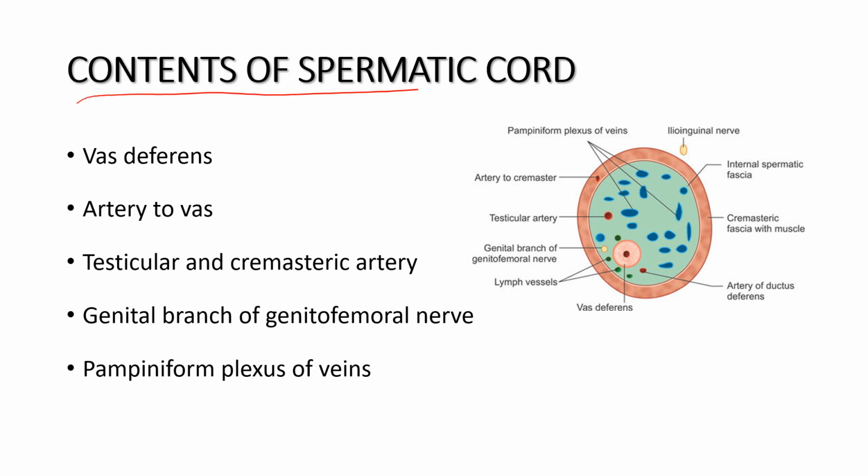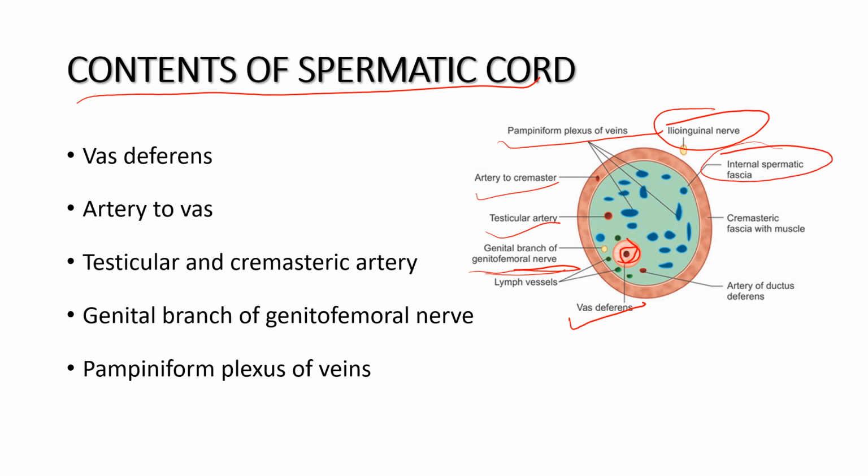Now the contents of the spermatic cord. First is the vas deferens, then the artery to the vas, the testicular and cremasteric arteries, the genital branch of the genitofemoral nerve, and the pampiniform plexus of veins. This is the ilioinguinal nerve. This is the internal spermatic fascia, the cremasteric fascia with muscle, and the artery of the deferens. This is an important diagram.